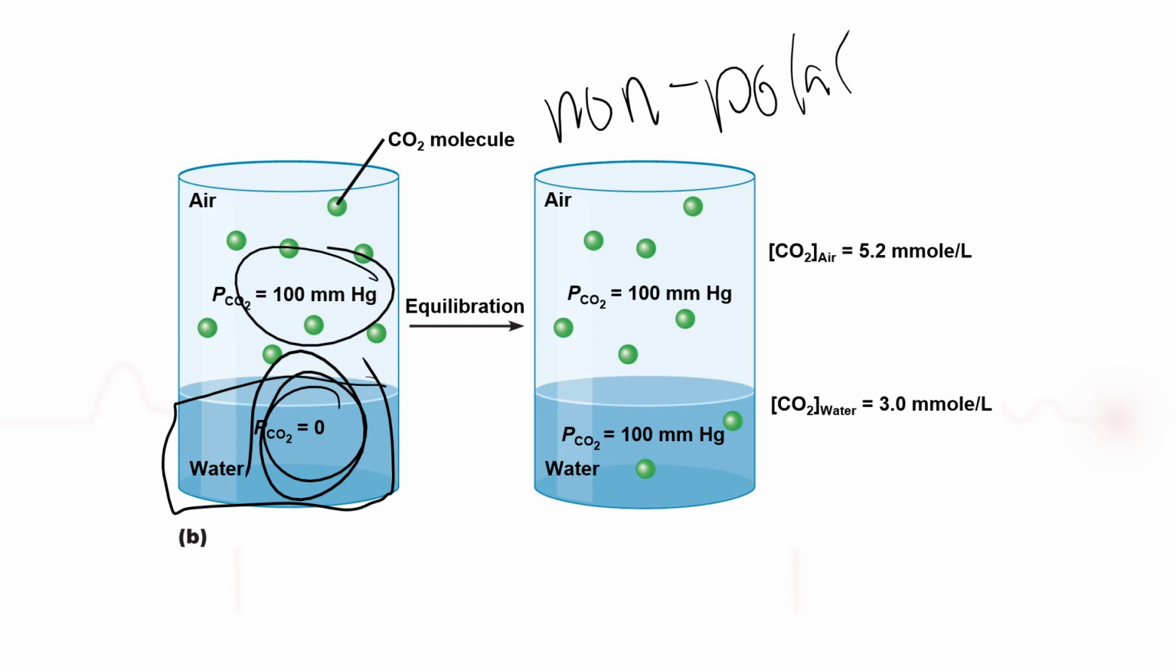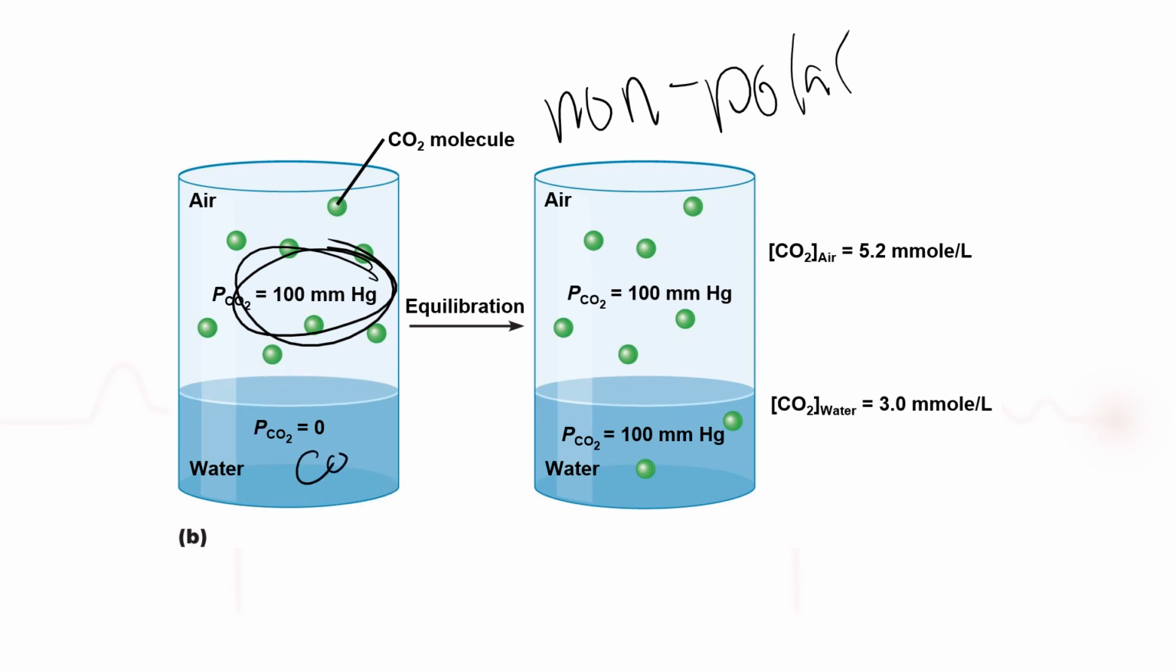So to start off with, the partial pressure of carbon dioxide within the air is 100. The partial pressure of carbon dioxide within the fluid or the water is 0. So there's clearly a partial pressure gradient here. Carbon dioxide wants to move from the air in the cylinder, where the partial pressure of carbon dioxide is 100, into the fluid or the water in the cylinder, where the partial pressure of carbon dioxide is nothing. Okay, so carbon dioxide wants to move from the air into the water. And that's exactly what it does.